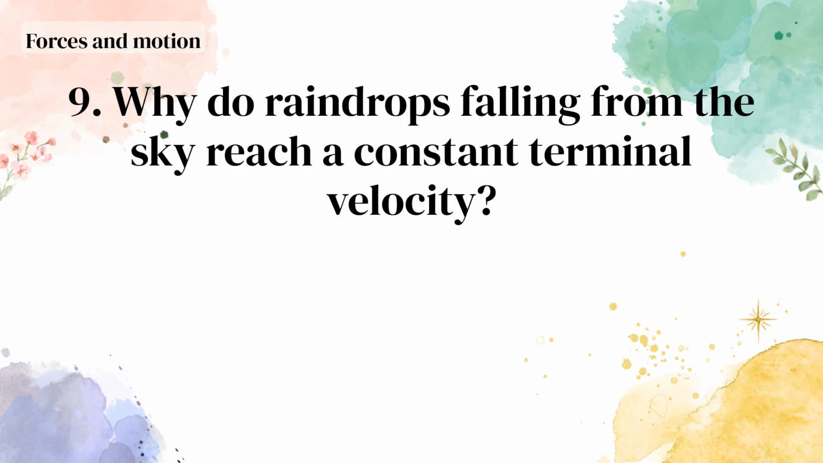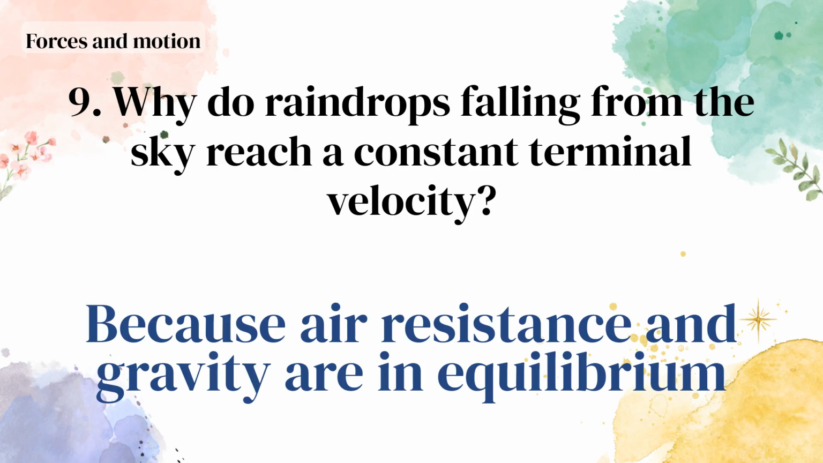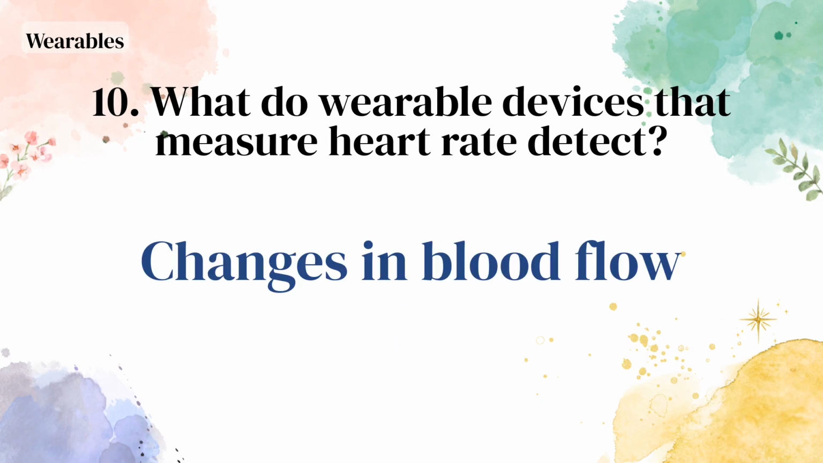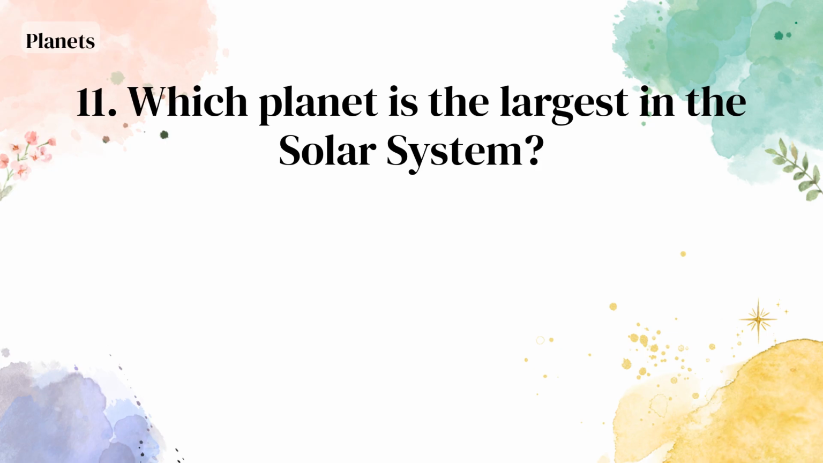Electron orbit. Why do raindrops falling from the sky reach a constant terminal velocity? Because air resistance and gravity are in equilibrium. What do wearable devices that measure heart rate detect? Changes in blood flow. Which planet is the largest in the solar system?